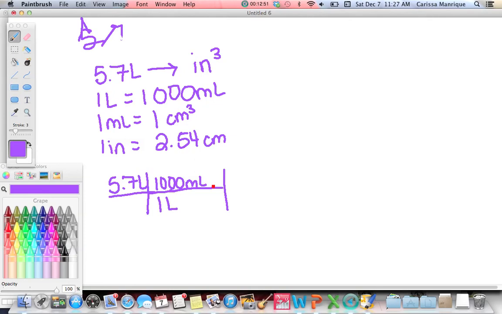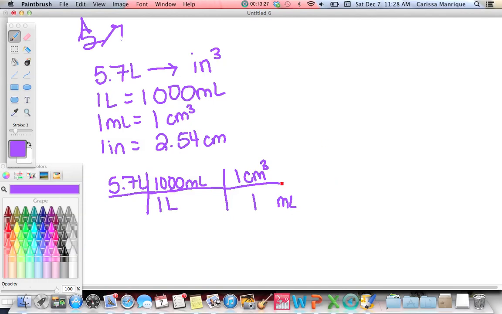I know that I want to cancel out milliliters because that's not my final unit. So I want it to be in milliliters. I have 1 milliliter equals 1 centimeter cubed. Well, let's use that one. So I'd say 1 milliliter equals 1 centimeter cubed. Okay, so I'm getting closer. I don't want it in centimeters cubed, I want it in inches cubed, but I'm definitely closer.